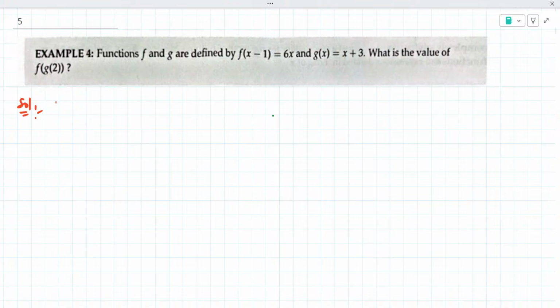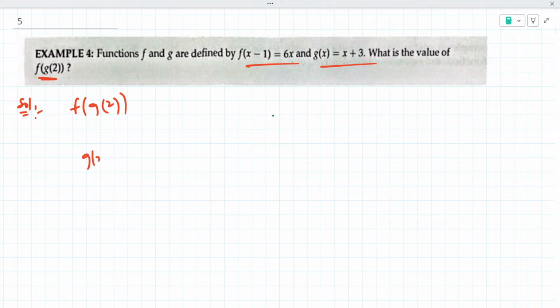Functions f and g are defined by f of x minus 1 equals 6x, g of x equals x plus 3. What is the value of f of g of 2? This is something different from what we are doing from other questions.